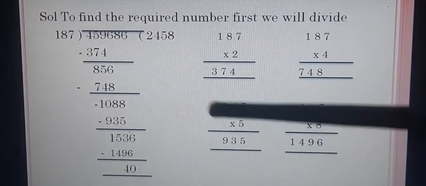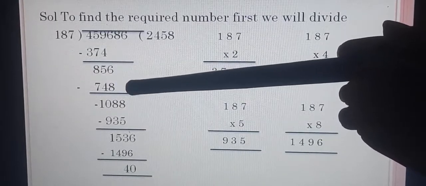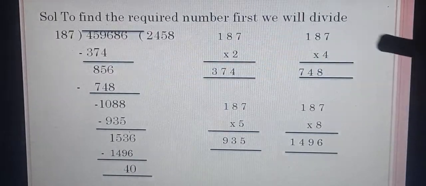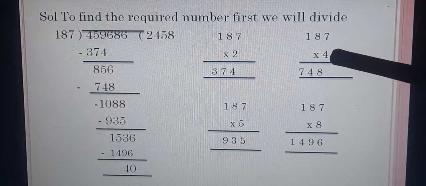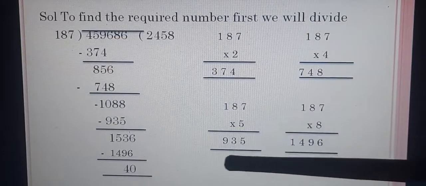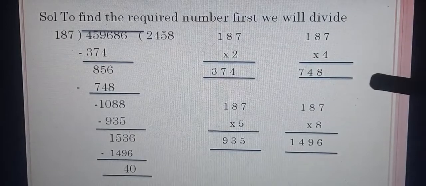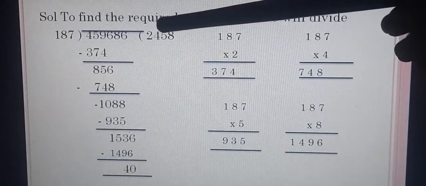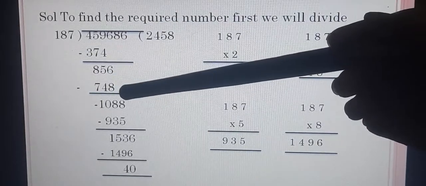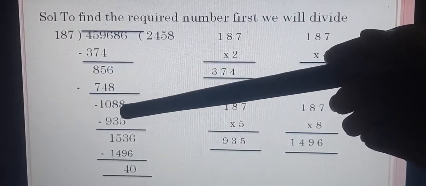Now check in rough column 856. The number should be either 856 or less than 856. Very close to 856. So let's check. 187 4s are 748. 187 5s are 935. 935 is more than 856. So we will take 4s are. So write down 4 in quotient and here 748. Now do subtraction. 856 minus 748. You will get 108.